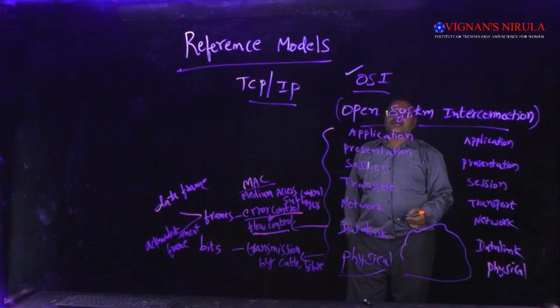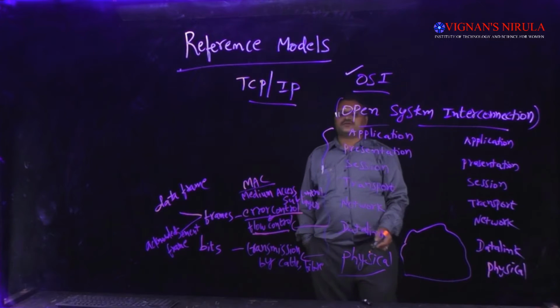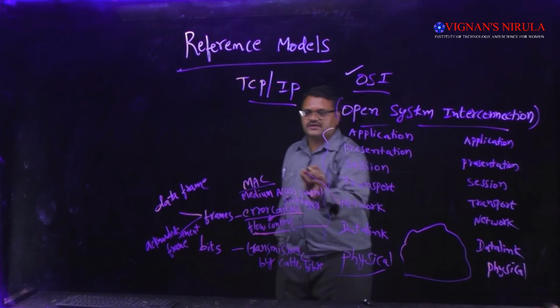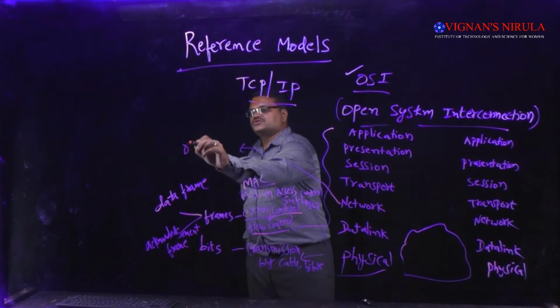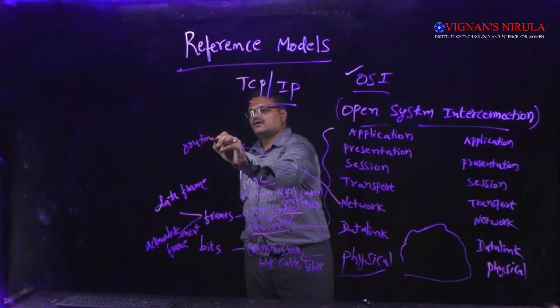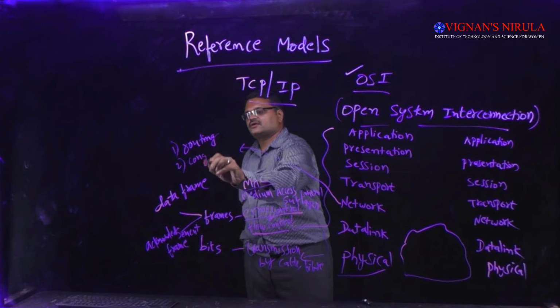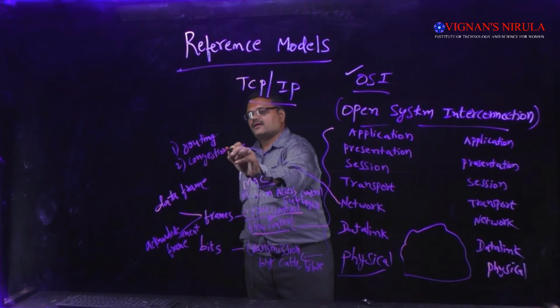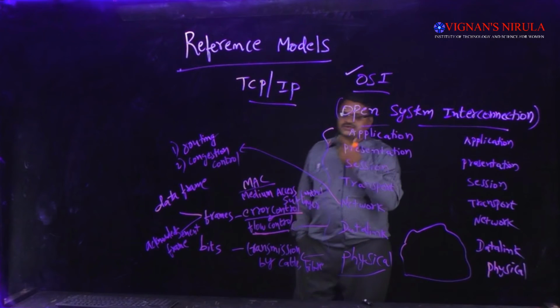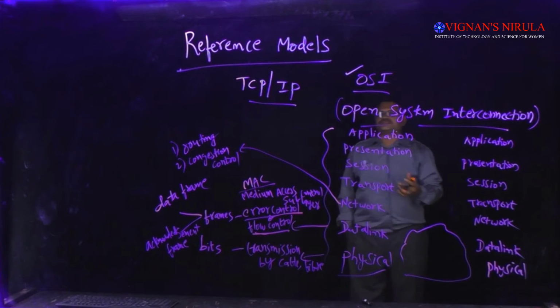Third one is the network layer. So what is the purpose of this network layer? The network layer is used for routing, first one, and second one is congestion control. So it has two purposes: one is routing and the second one is congestion control.